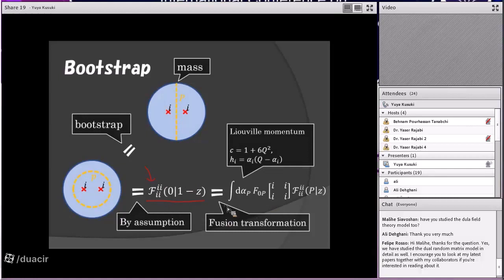Yeah, this one is called the fusion transformation, and here I use the Liouville notation for simplicity, but this Liouville momentum is directly related to the conformal dimension by this equation. Anyway, this is a kinematic object. So this fusion kernel, the kernel of this integral transformation, is also completely fixed by the conformal symmetry, in that we know the closed form of this.